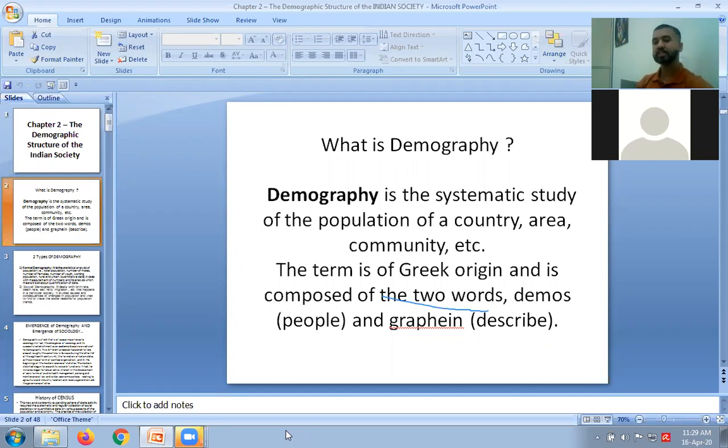So demography is the systematic study of a particular area, and this word demography has been derived from two Greek words. One is demos and the second one is graphin. Demos means people and graphin means describe. So the description of people is what demography is all about, right?